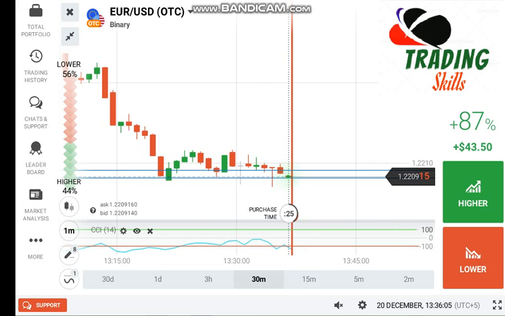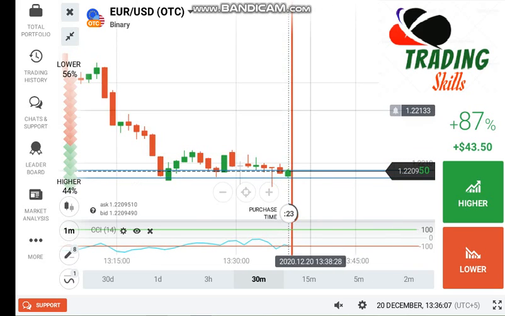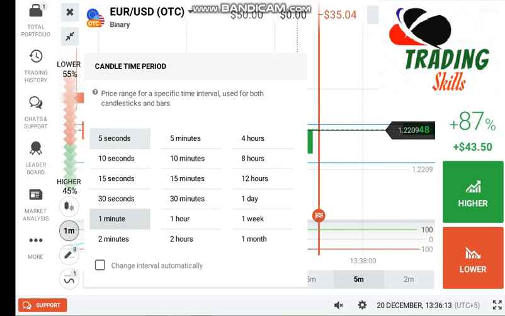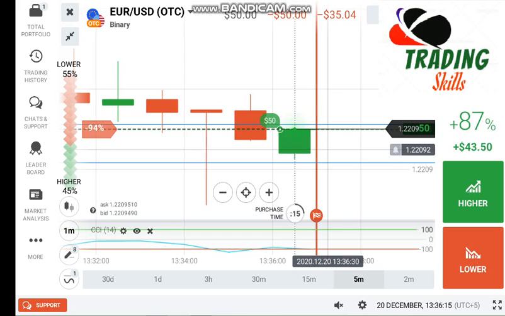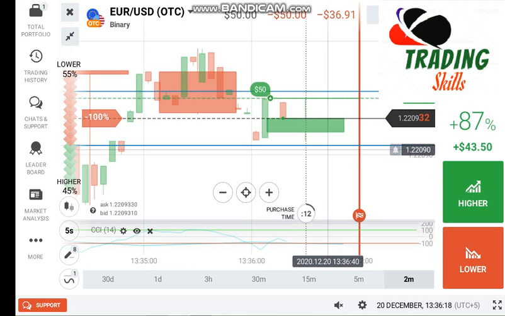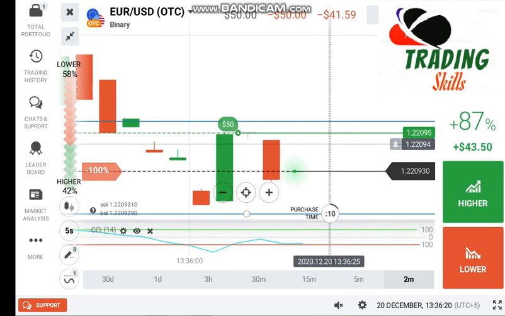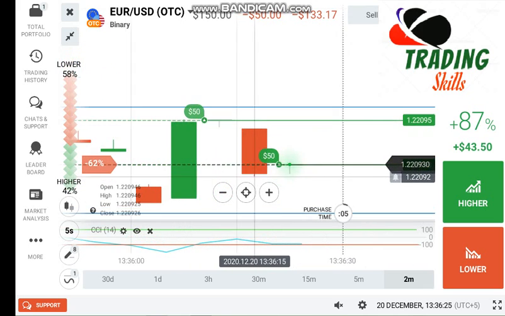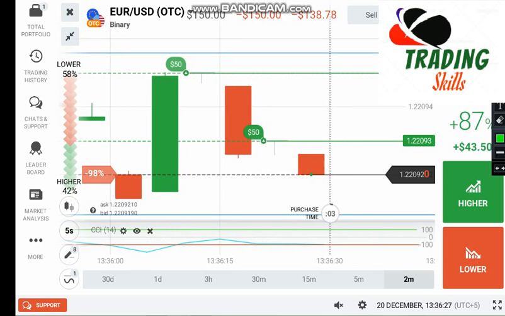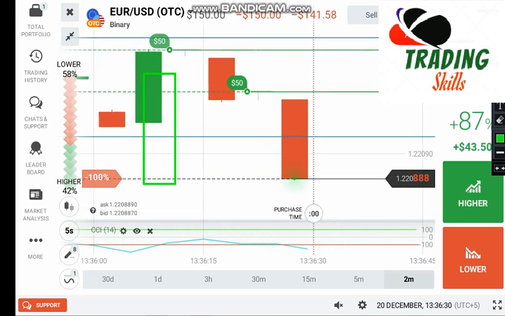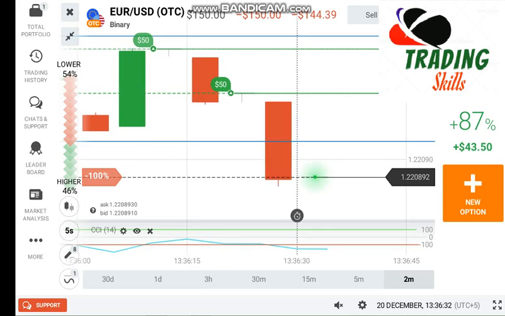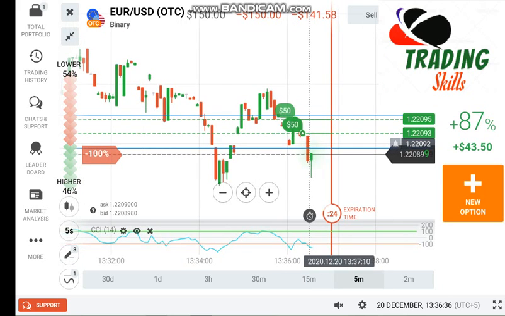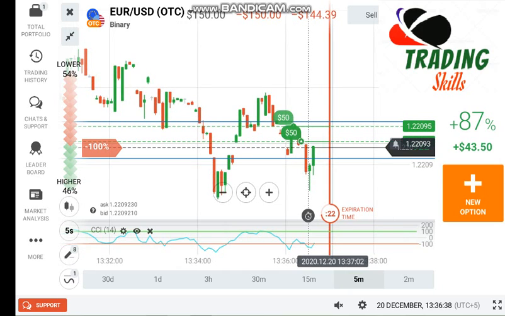Now if I analyze the market, I took my trade in an up direction. Why? Because I want to show you one thing here. In the 5 seconds, I want to secure my trade, so I took my trade here. In 5 seconds you can see it is a very good confirmation, and the candle closed exactly at the level. Therefore I took my trade in an up direction. Let's see what happens.